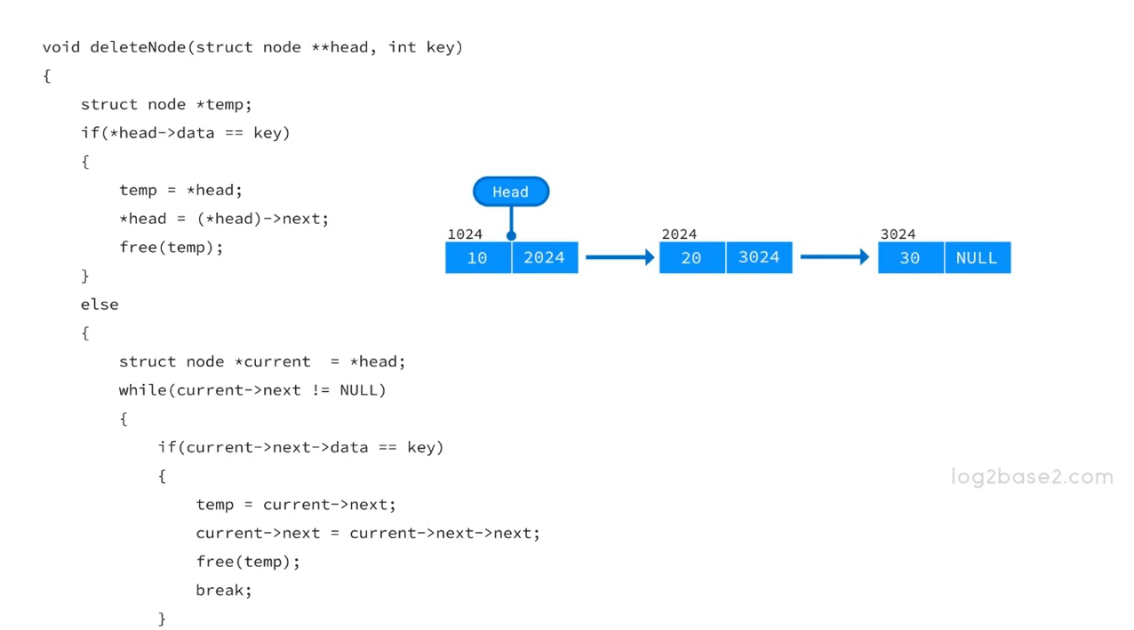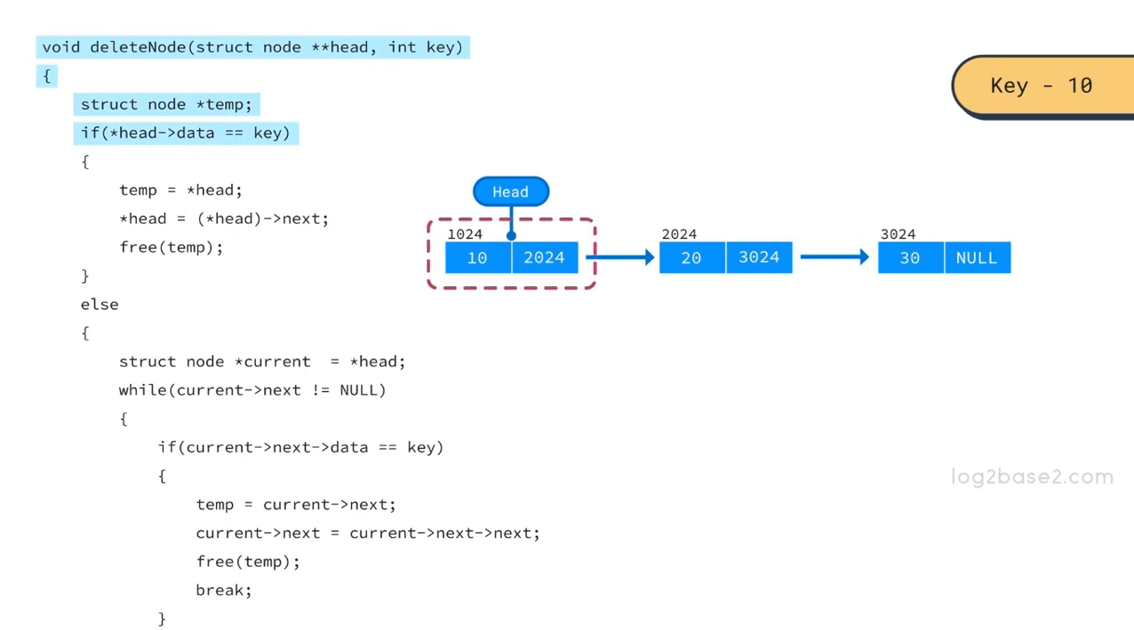So we have two cases here: if the head node is the key to be deleted, and if it is not. Here we are going to delete 10 from the linked list. So we call the function delete node and first we check if data in head node equal to key. Here we have 10 which is same as the key.